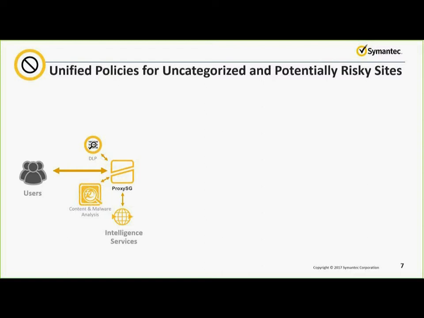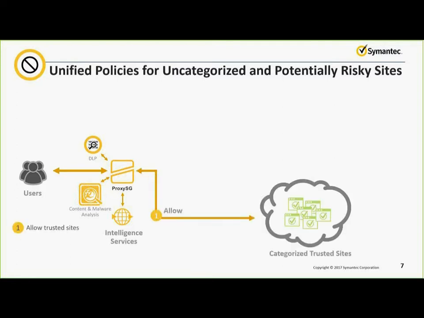So if we look at the flow for maybe some of the uncategorized or potentially risky categories you might choose. The diagram here is a typical diagram of a Symantec proxy customer, where you've got the proxy. You might have content analysis devices hooked onto that as well. You're connecting into the Symantec Intelligence Services system for your categorization, and maybe you've got DLP as well.